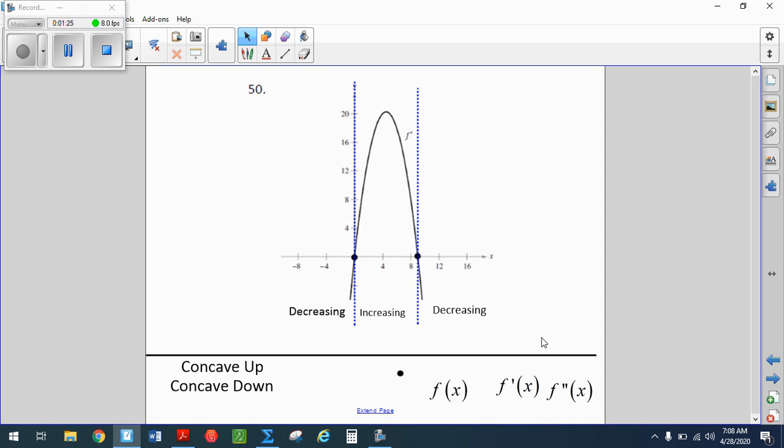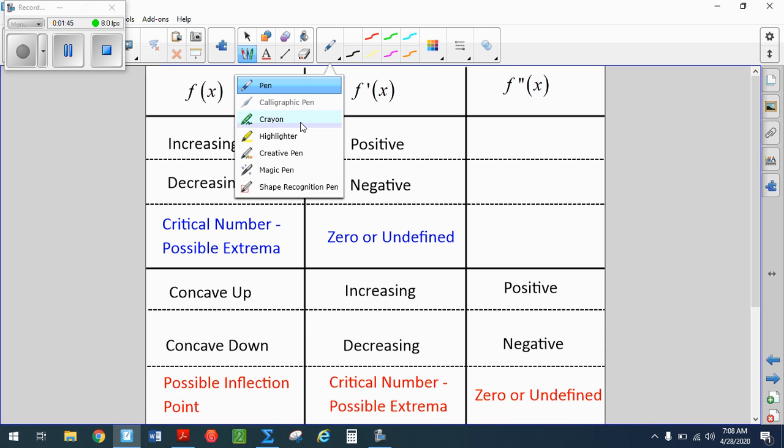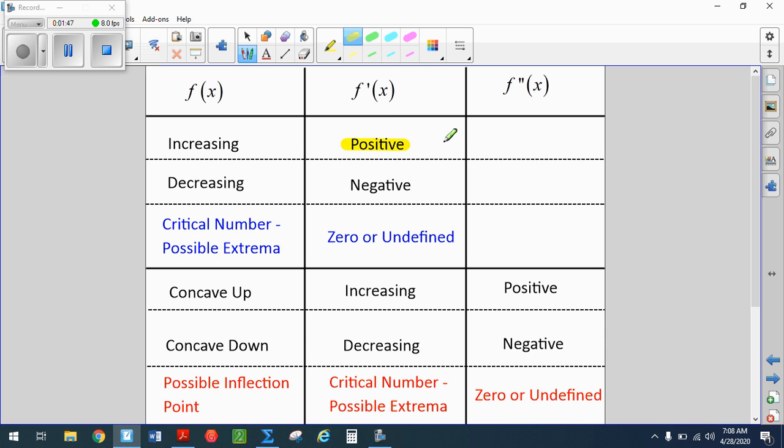Okay, so my original function is decreasing from negative infinity to 0, and then again from 9, let's say, to infinity. My original function is increasing between 0 and 9. And that's based on the derivative graph being positive versus negative. So positive in that center interval, original graph must be increasing. Negative to the left and to the right of that center interval, original graph must be decreasing.